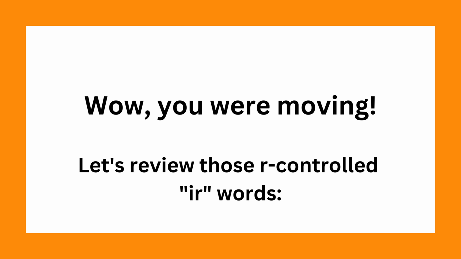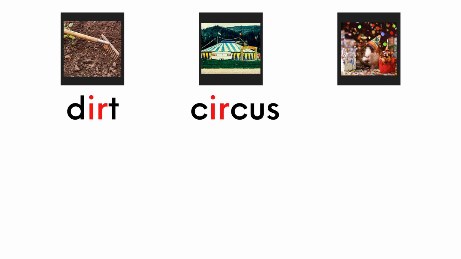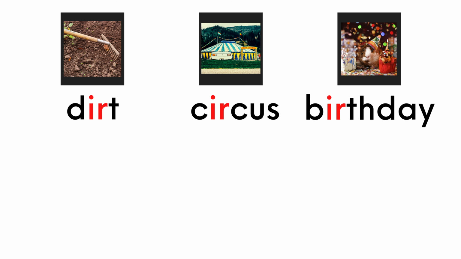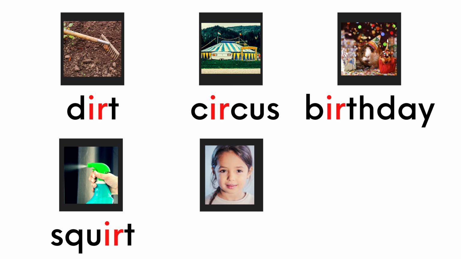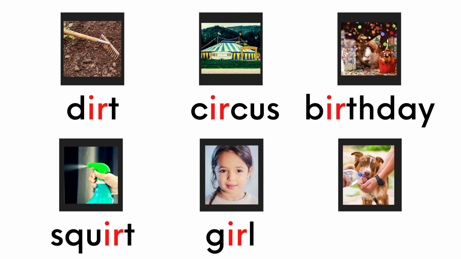Let's review those R-controlled IR words. Dirt. Circus. Birthday. Squirt. Girl. Thirsty.